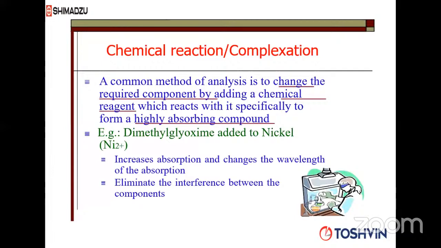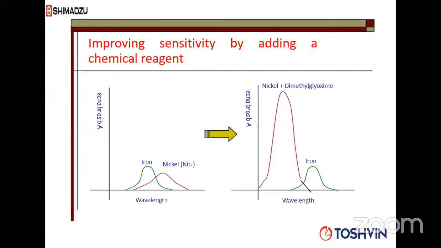Okay, chemical complexation. In some of the compounds, the concentration of the sample may be so low that you will not get a very sensitive absorbance reading. So by adding a certain reagent, this reagent will react with your compound and form a complex. It's called complexation. And this complex will have a very high absorbance. From the absorbance value of the complex, you can find out the concentration of your original target. For example, this is a water analysis.